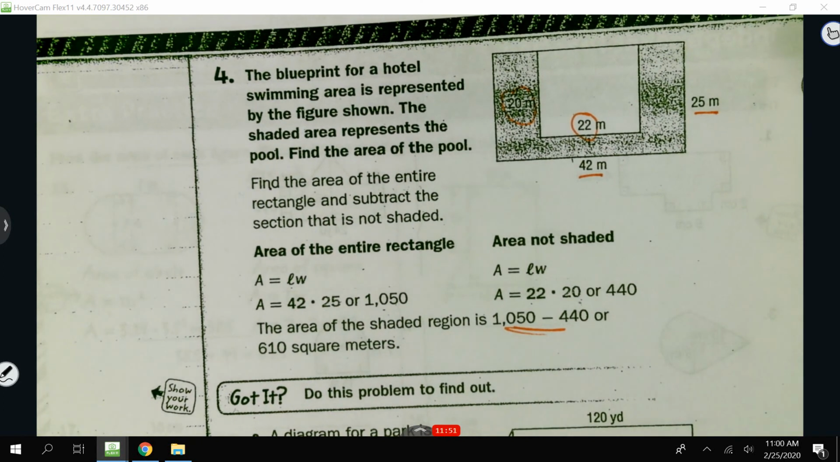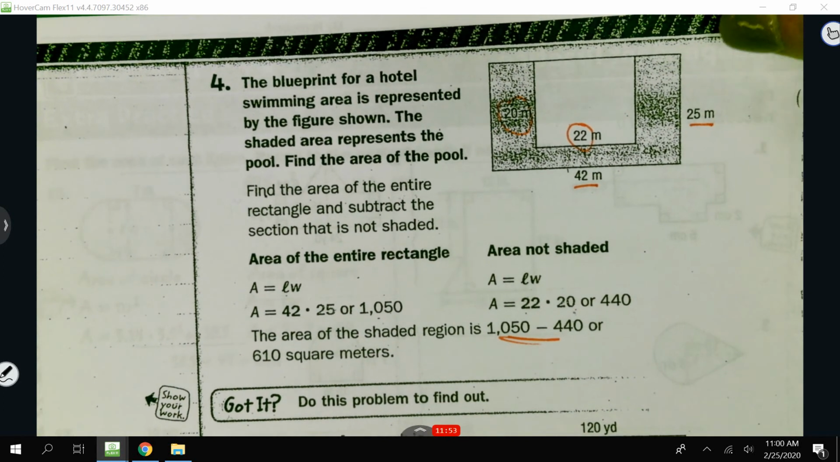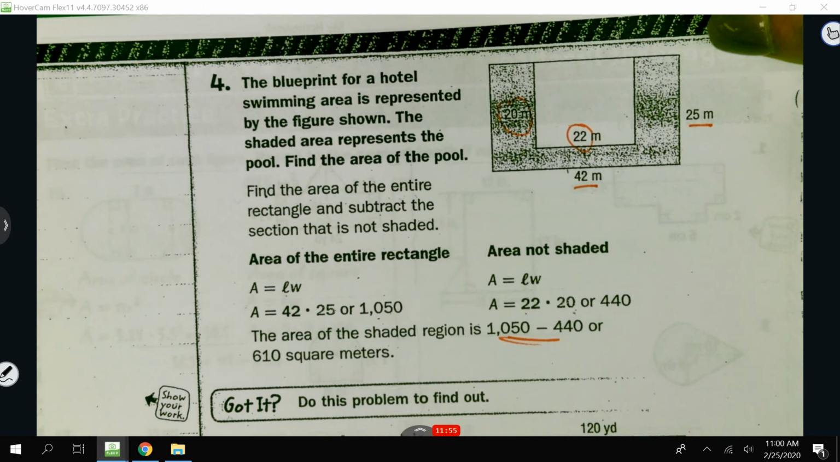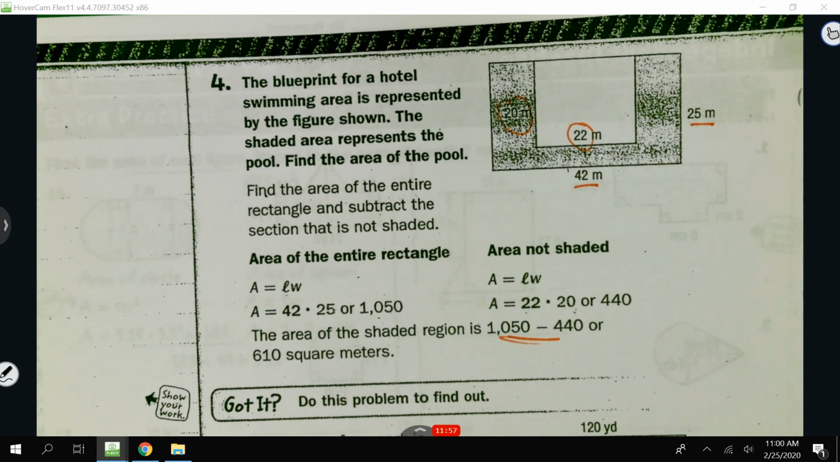Any questions on that? So you just got to read the problem and figure out what it's asking to figure out if you're actually adding or subtracting. Okay.